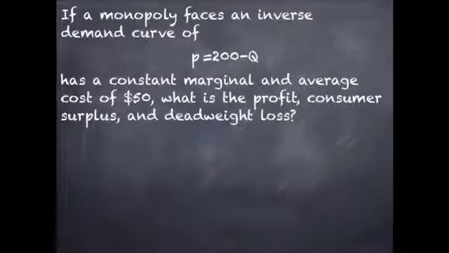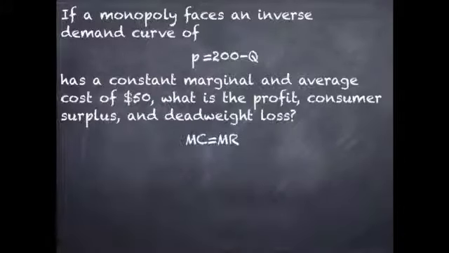Let's change this around now. If a monopoly faces an inverse demand curve of P equals 200 minus Q, has constant marginal and average cost of 50, what is the profit, consumer surplus, and deadweight loss? So this monopolist is just setting one price and has an output level associated with that. So it's the classic profit maximization problem that we've done in the past.